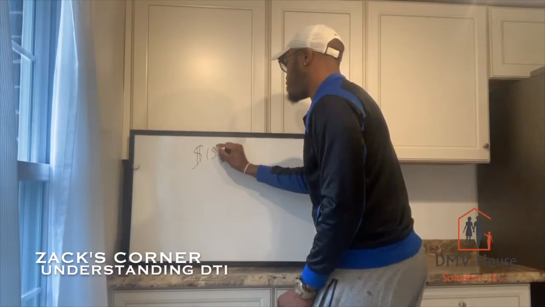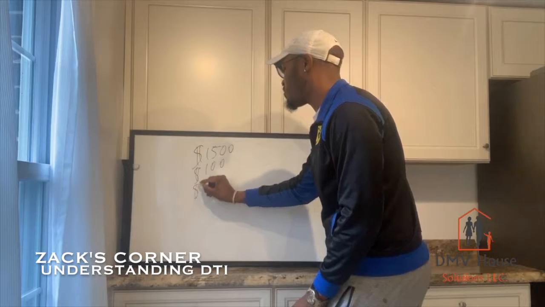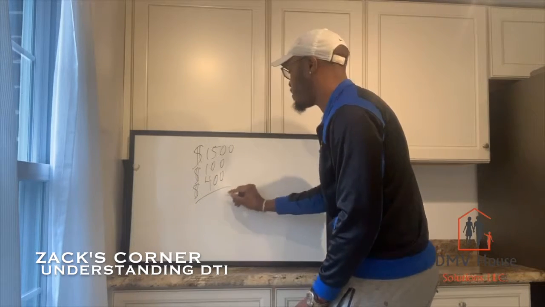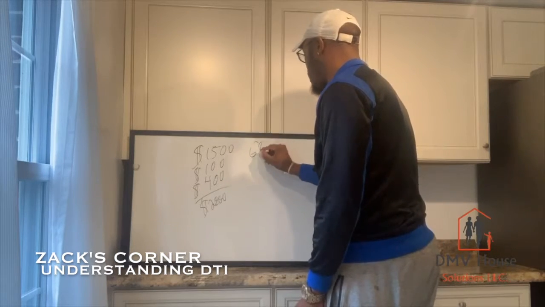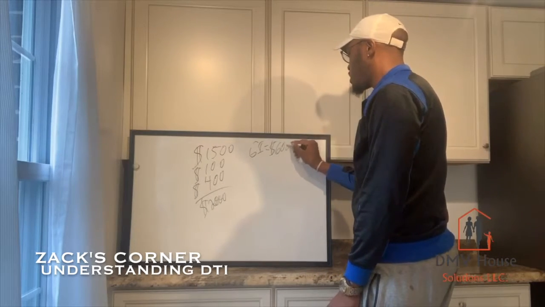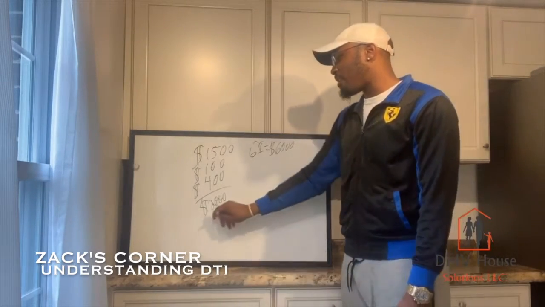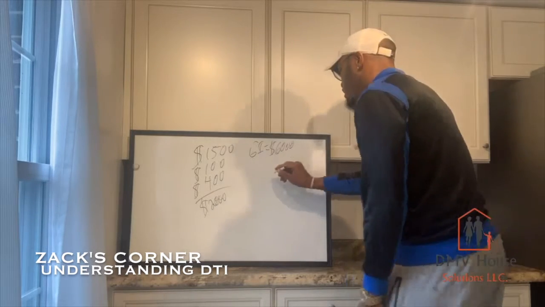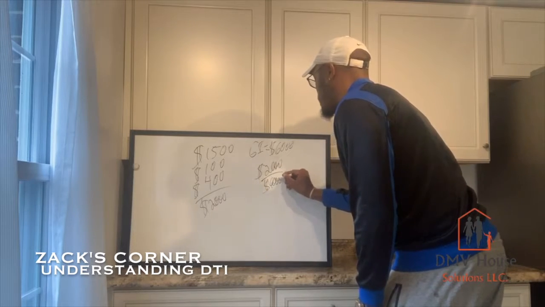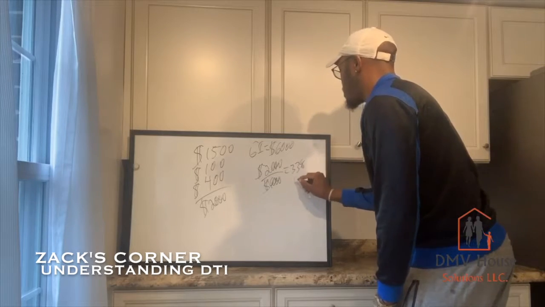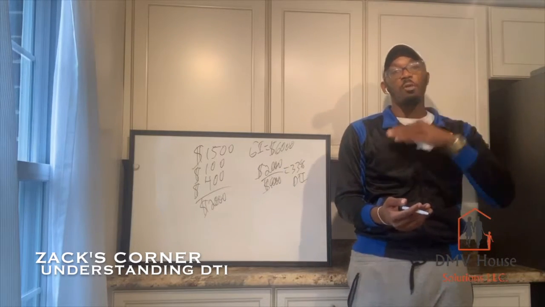Let's say your rent is $1,500 a month. Let's say your car note is $100. Let's say the rest of your monthly debt for every month is $400. That's $2,000, right? And let's say your gross income is $6,000. Remember, to get our DTI, it is our debt payments divided by our gross income. So in this example, it would be $2,000 divided by $6,000, and that would give us a 33% DTI, which is really good. Remember, like I said, you want to stay at 43% or below.